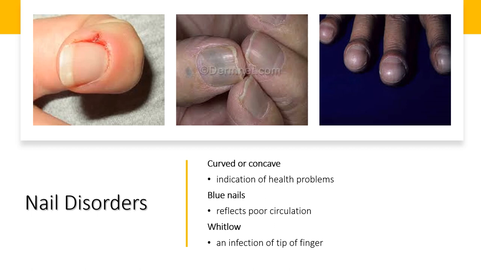Curved or concave nails are an indication of health problems. Particularly that top picture on the right, that's an example of curved or concave nails. Blue nails reflect poor circulation. A whitlow is an infection at the tip of the finger or the side. Anywhere around the nail you can have a whitlow, really, but it's usually at the side or the tip.